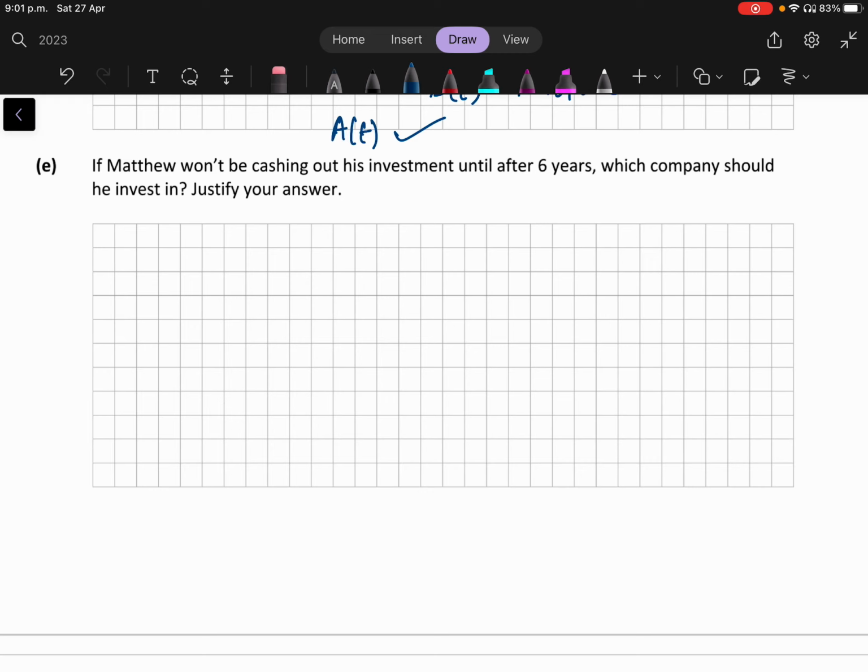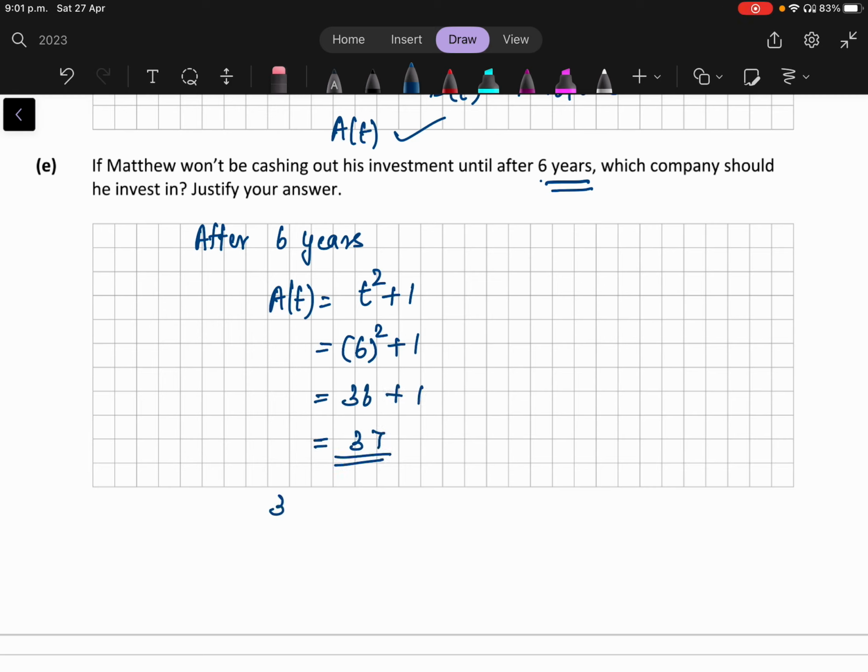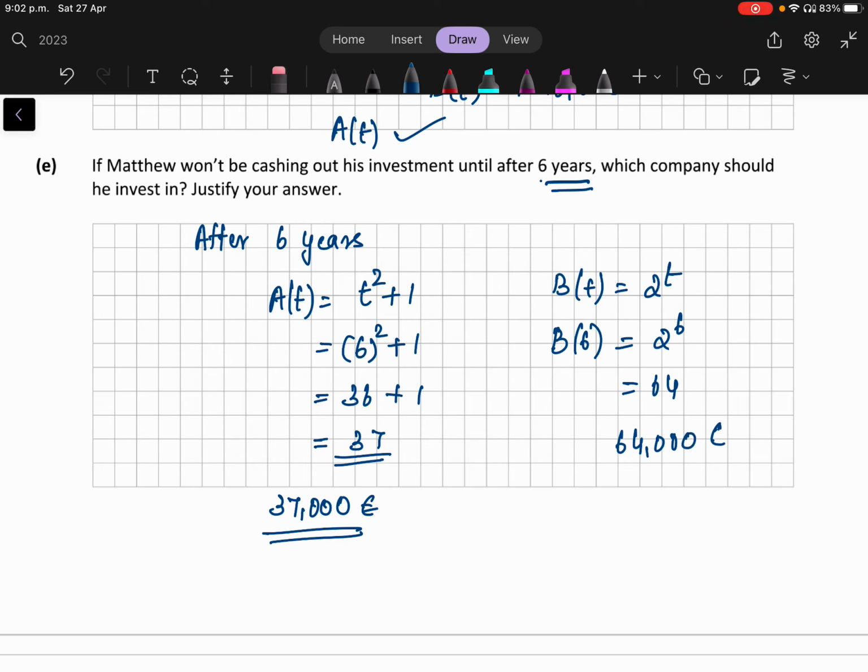And if Matthew won't be cashing out the investment until after 6 years, which company should he invest in? So after 6 years, A of t is equal to t squared plus 1, which is 6 squared plus 1, which is 36 plus 1, equal to 37. So the value with company A will be 37,000 euro. And how about B of t? B of t is 2 to the power of t. So B of 6, after 6 years, is 2 to the power of 6, which is equal to 64, so it is 64,000 euro. So he should invest with company B.